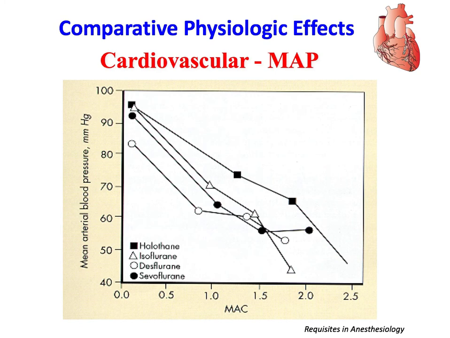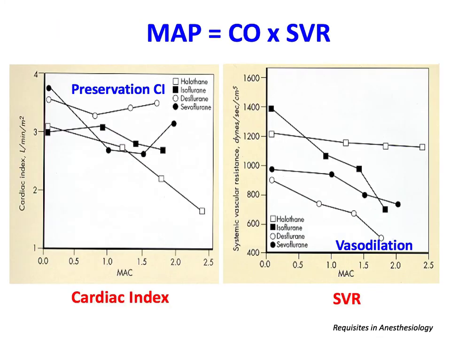And that is represented in the next graphic that says, okay, if mean arterial pressure decreases, does it do so by affecting cardiac output, flow, or systemic vascular resistance, realizing that mean arterial pressure equals flow times resistance, or cardiac output times SVR.